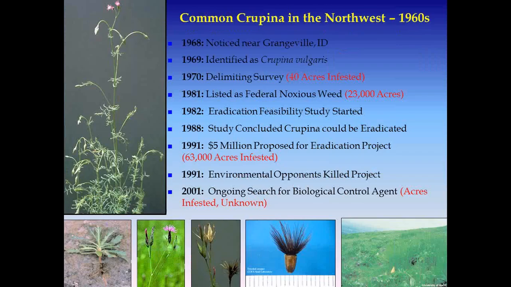Common crupina was probably brought in here accidentally by some sheep herders in the 1950s, because they did some land surveys in the 50s in which it was in the areas later where it showed up in the 1980s, and it wasn't there in the 50s. This thing was first actually identified near Grangeville, Idaho in 1968, and they did a survey in 1970 and found out they had 40 acres infested.